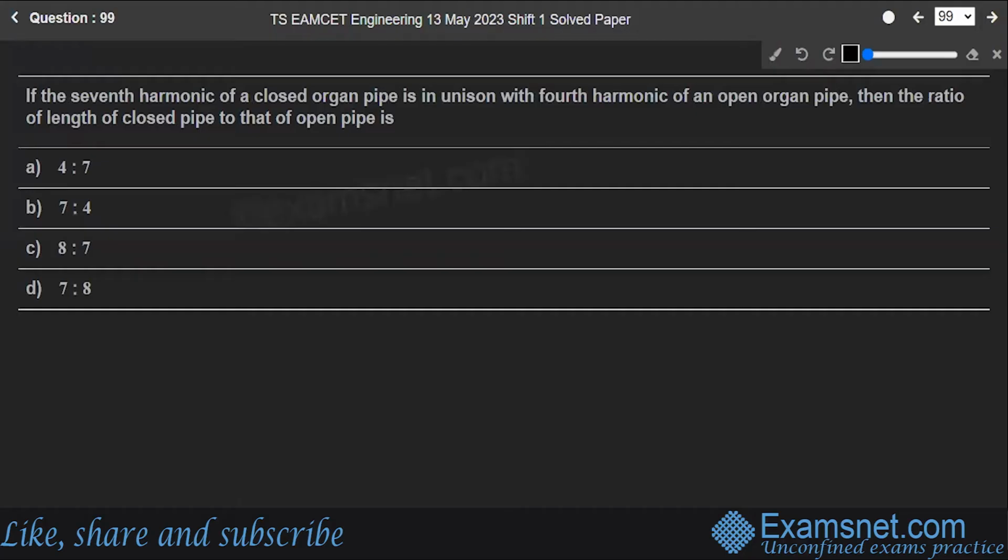Question number 99. If the seventh harmonic of the closed organ pipe is in unison with the fourth harmonic of an open organ pipe, then the ratio of the length of the closed pipe to that of the open pipe is. See, for a closed organ pipe, you have frequency, let's say the frequency is given by mu1. This is equal to v upon 4L1.